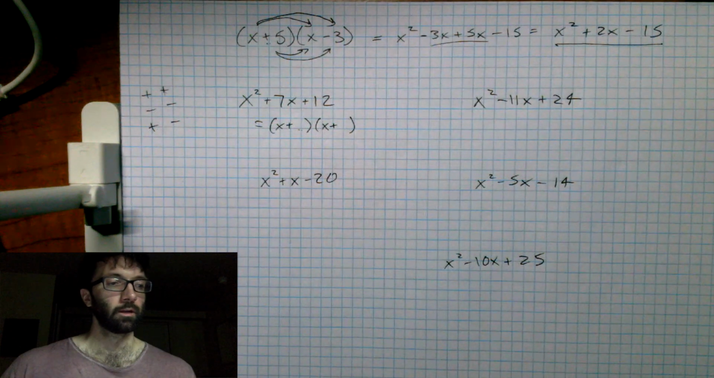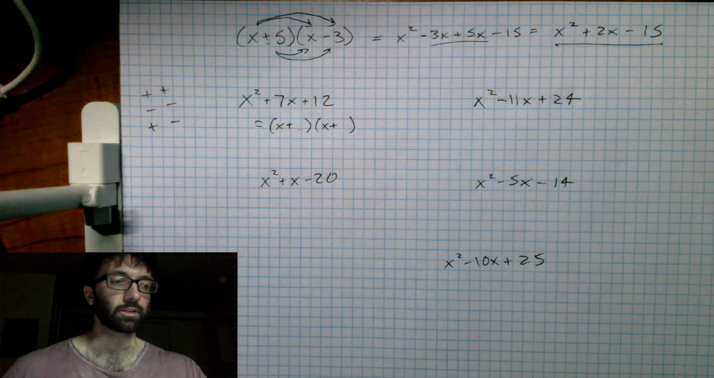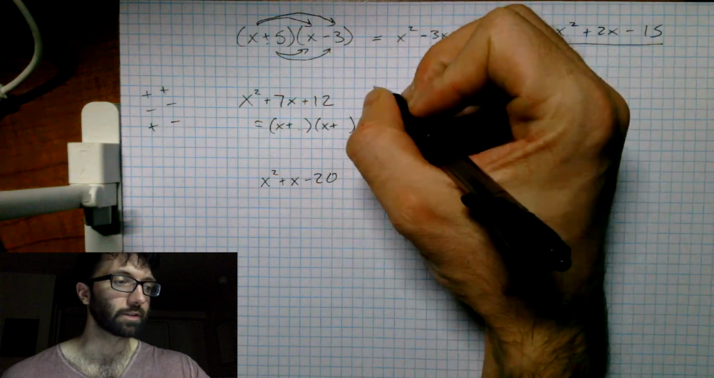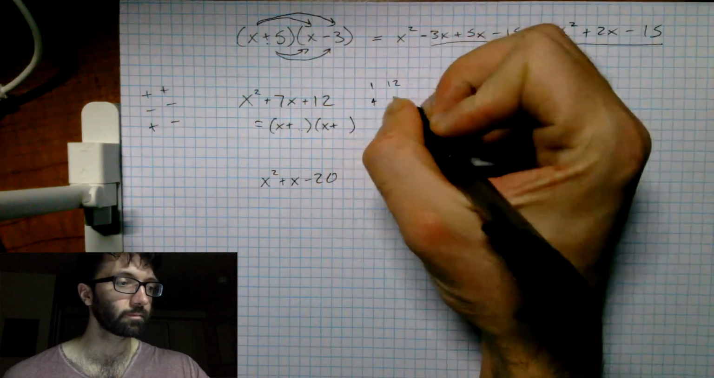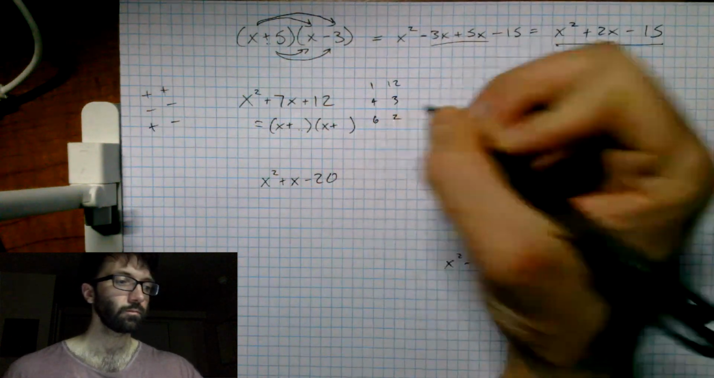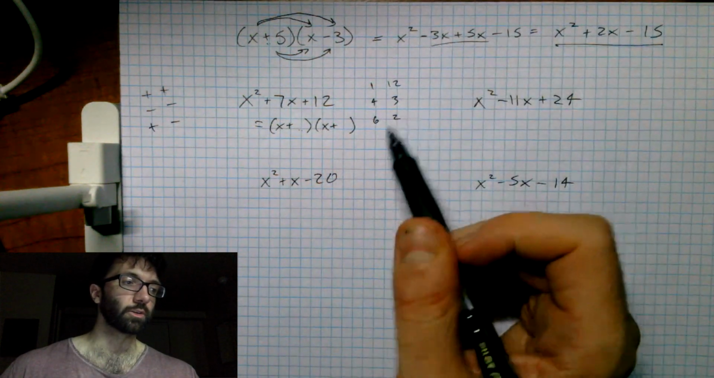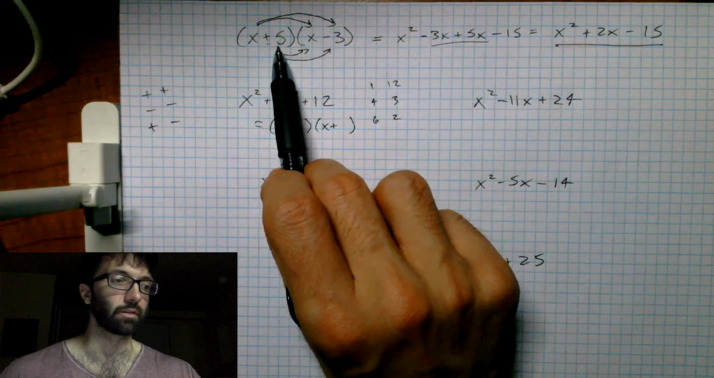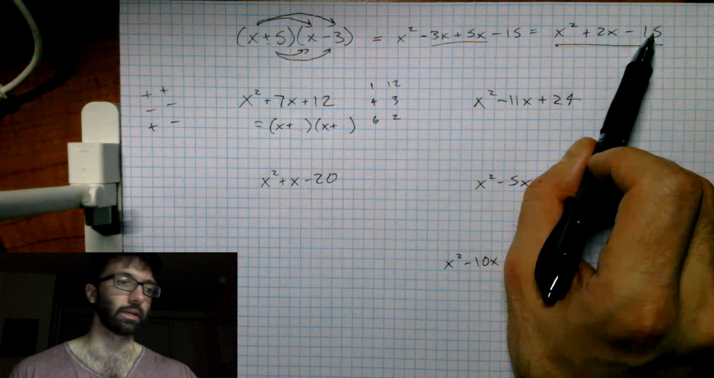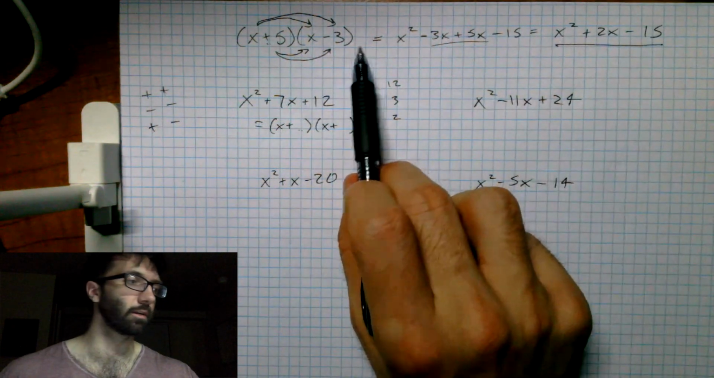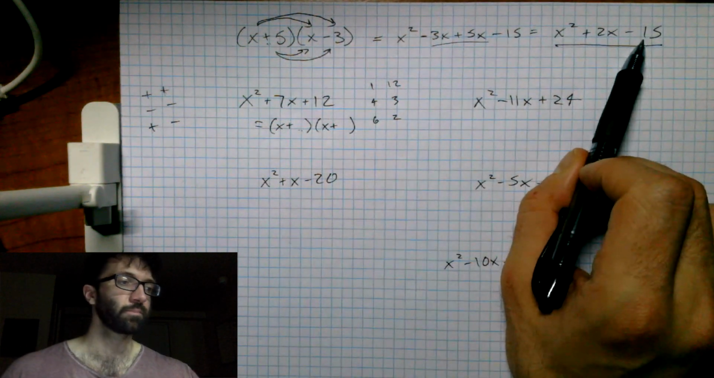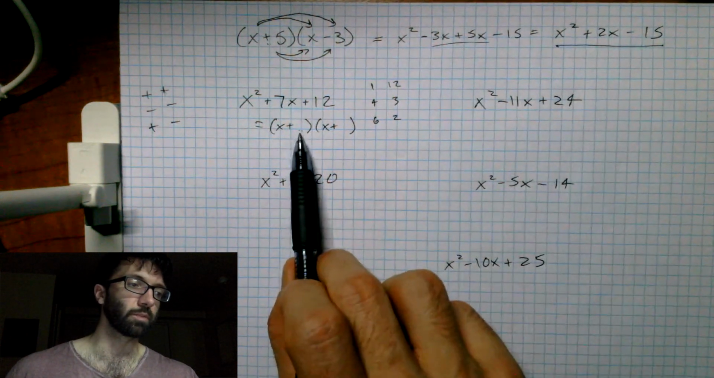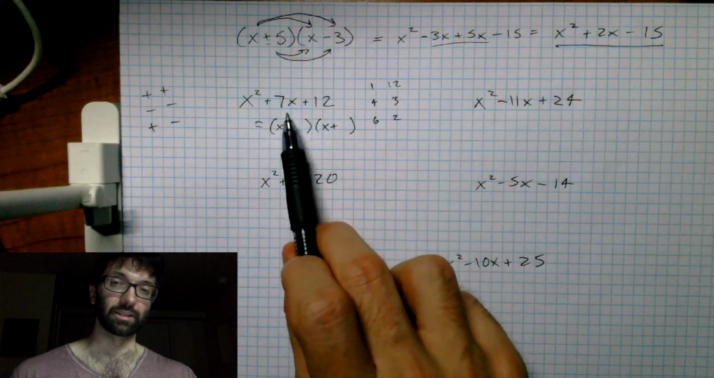All right. And now the final step here is to think about the factor pair of 12. So what multiplies to 12 that will also add to 7? Because again, if you think about it, the 5 and the negative 3, sorry, multiplied to negative 15, and then they combined to 2. So what's going to multiply to 12 but combine to 7?